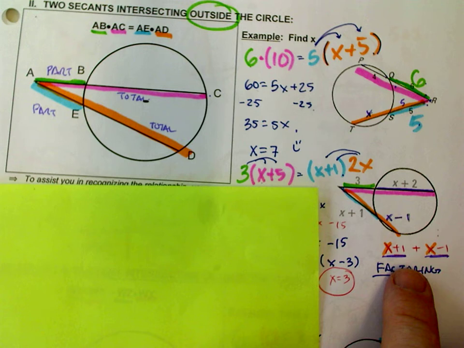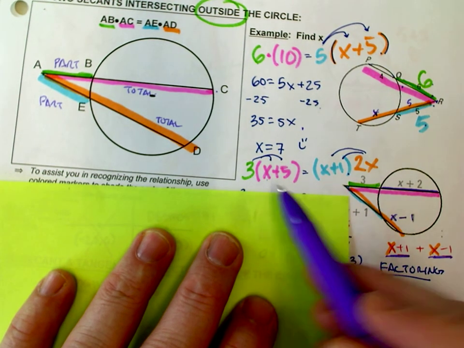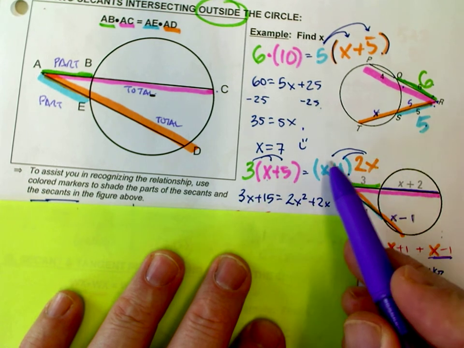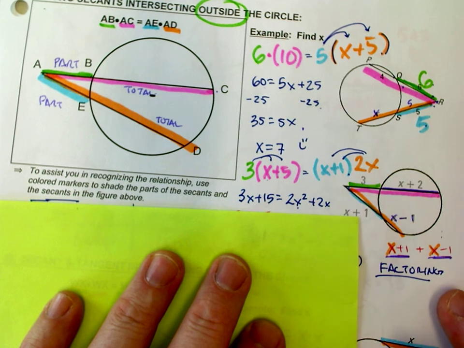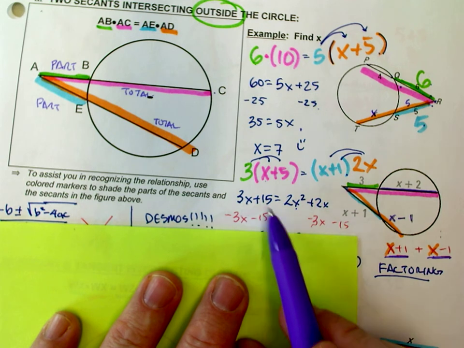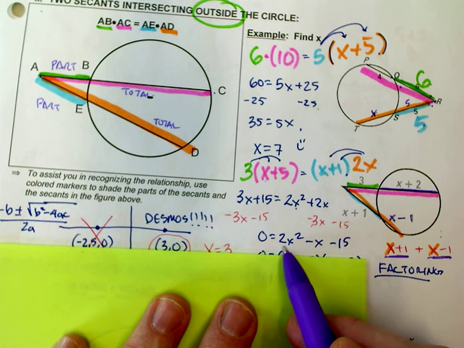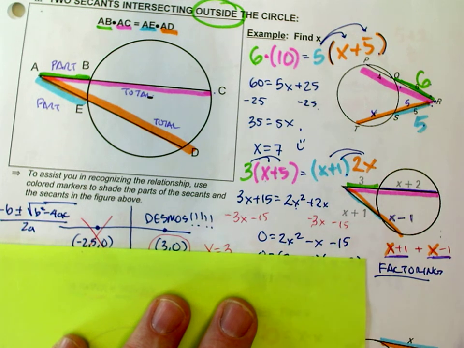We're going to do our algebra by distributing. 3 times x, 3x, 3 times 5 is 15. x times 2x gives us 2x squared. 1 times x gives us 2x. When we subtract 3x and 15 from both sides, we'll be left with this equation: 2x squared minus x minus 15.